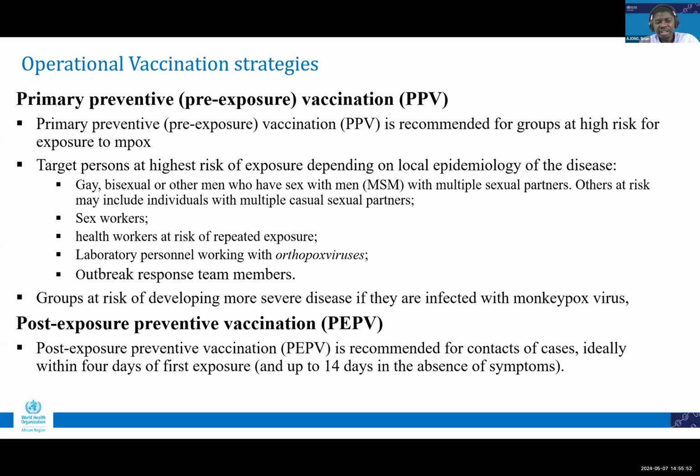You also have healthcare workers, laboratory personnel, and those in the outbreak response team that frequently come in contact with the virus. As well, you also have post-exposure preventive vaccination. And here the vaccine is administered to those after they have been exposed to the virus. Usually it's ideal to administer the vaccine within 4 days after exposure, but it's recommended up to 14 days, if the patient hasn't developed symptoms yet.